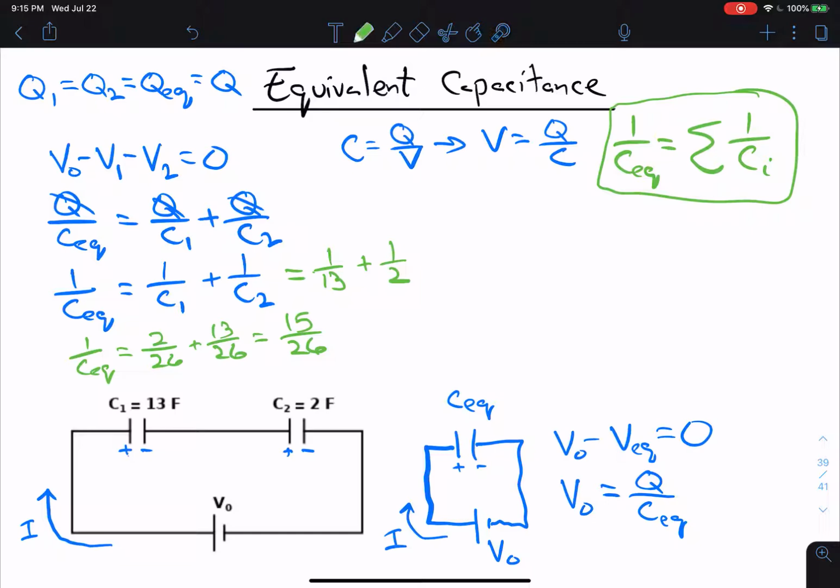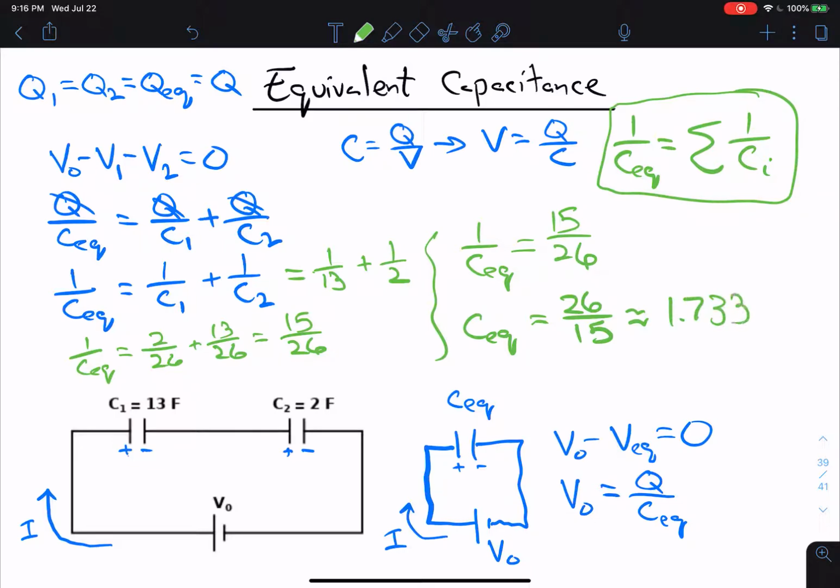Okay. So to get the answer, let me write this out clearly. So this is what I have. 1 over CEQ equals 15 over 26. To get the answer, I have to take the reciprocal of both sides. So you're flipping both sides. And 26 divided by 15 is approximately 1.733 farads. And notice that that equivalent capacitance is less than the capacitance of either of the two capacitors I have. That will always be the case for the series situation.